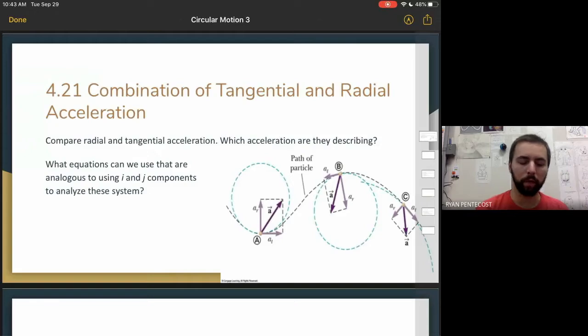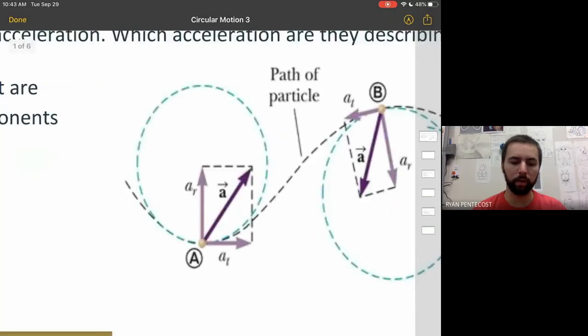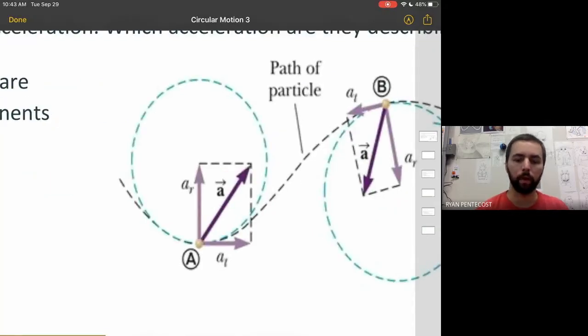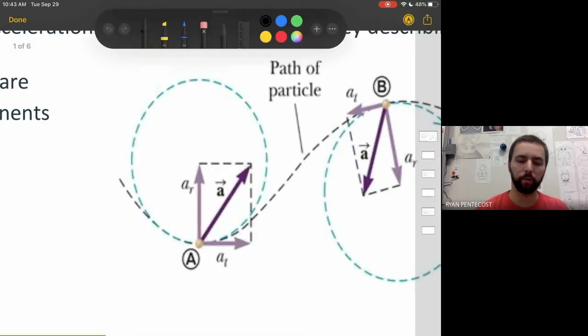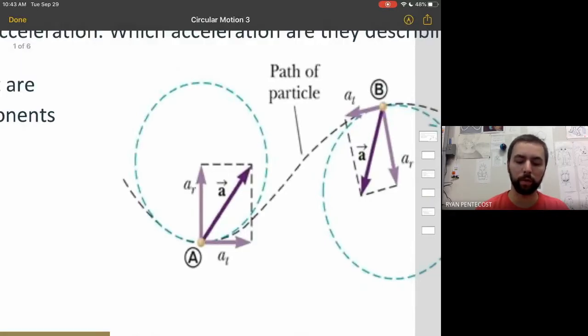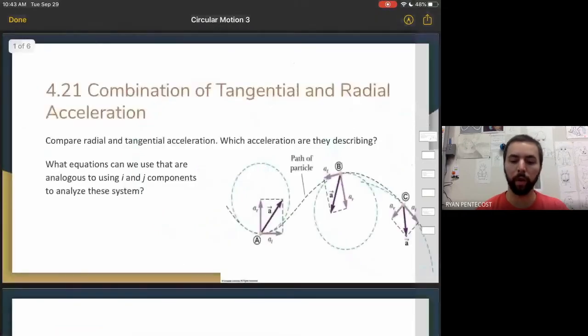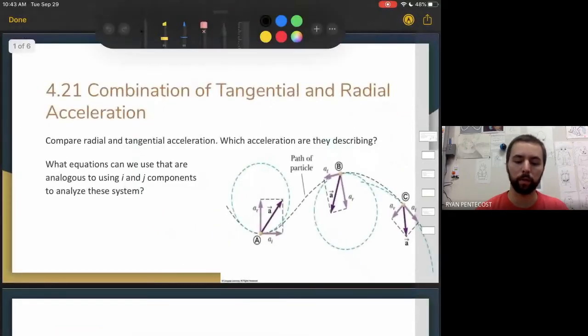Compare radial and tangential acceleration. Which acceleration are they describing? Let's just look at this image right here. We have the acceleration vector. First, let's also note that this is not just a normal circular path. You can see that this is snaking along. It is not just a normal circle, right?